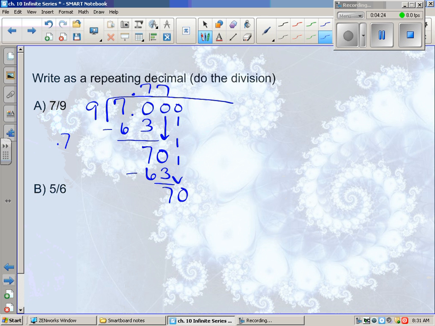So 0.7 repeating, with the bar over what's repeating. Easy enough. Just as a quick side note, does anybody know what 5/9 is? How about this, what's 3/9? 3/9 is also the same as 1/3, so that's 0.3 repeating, right? What do you think 5/9 is?